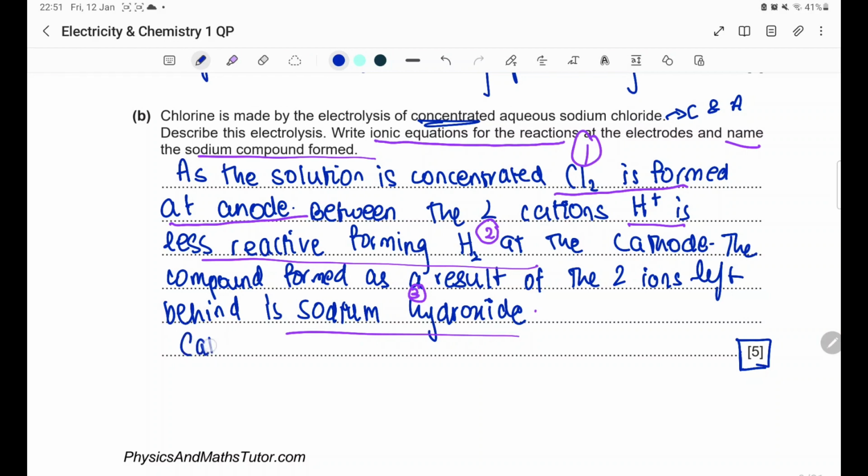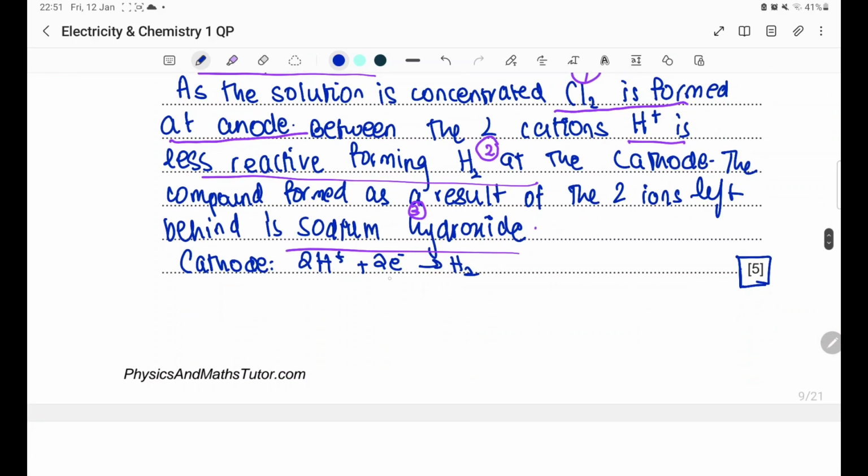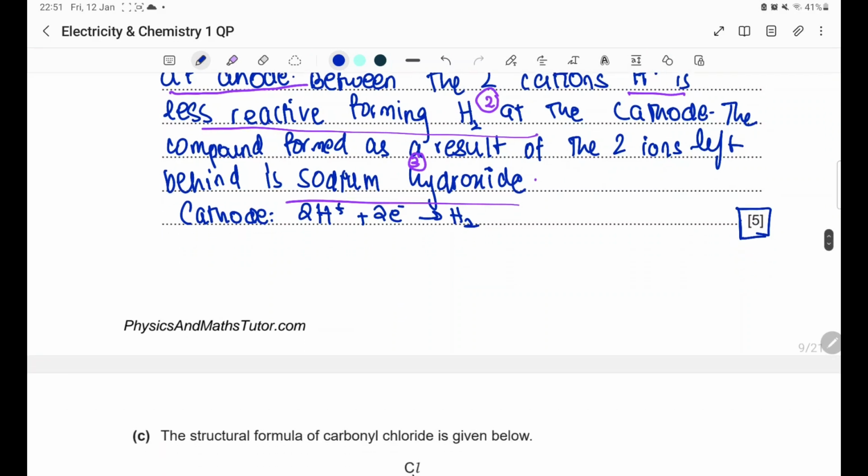So cathode. What do we have forming at the cathode? We have hydrogen forming. So 2H plus 2e minus gives H2. This is the reduction reaction. H2 is your product, H plus is your ion. 2 electrons are being gained, so make sure to balance it.